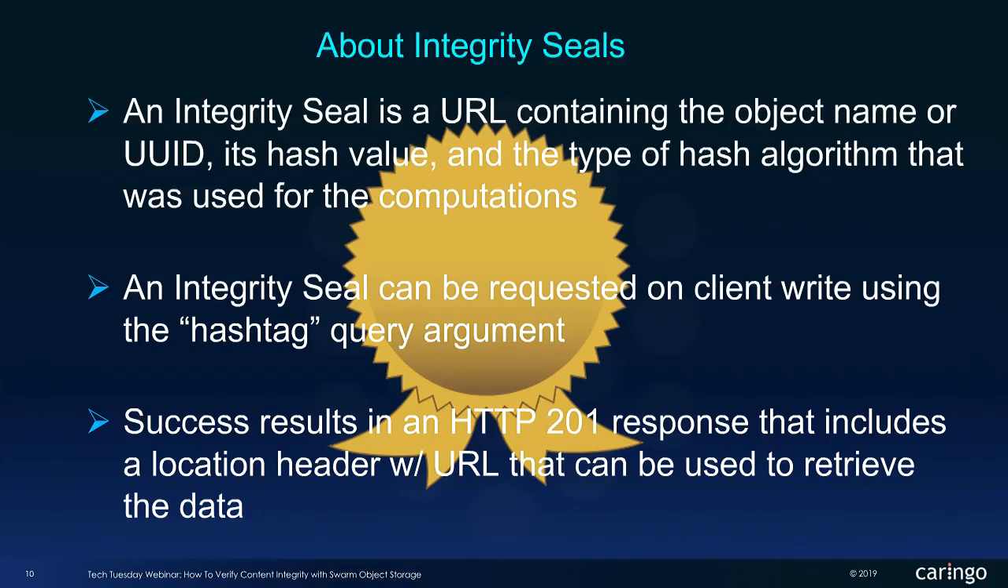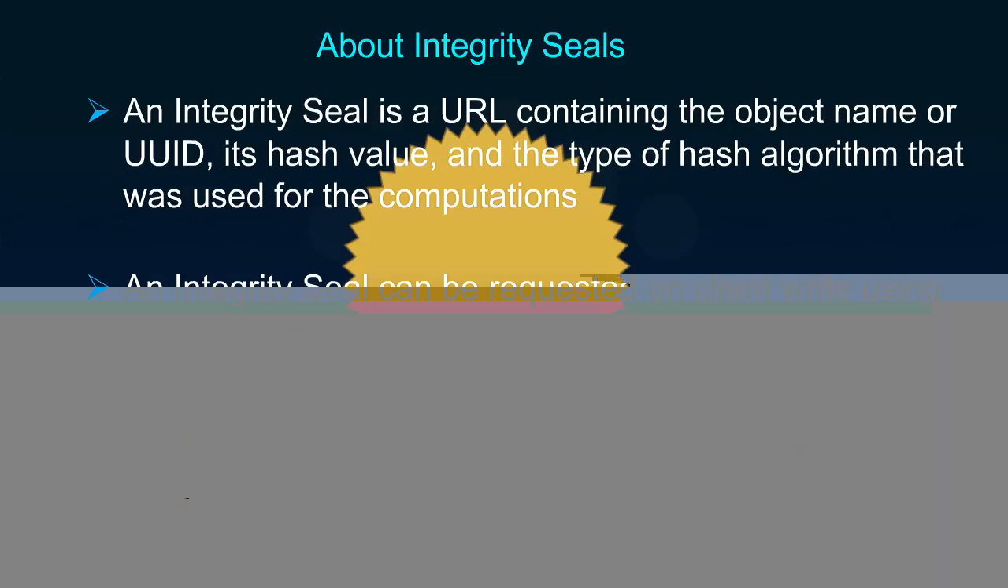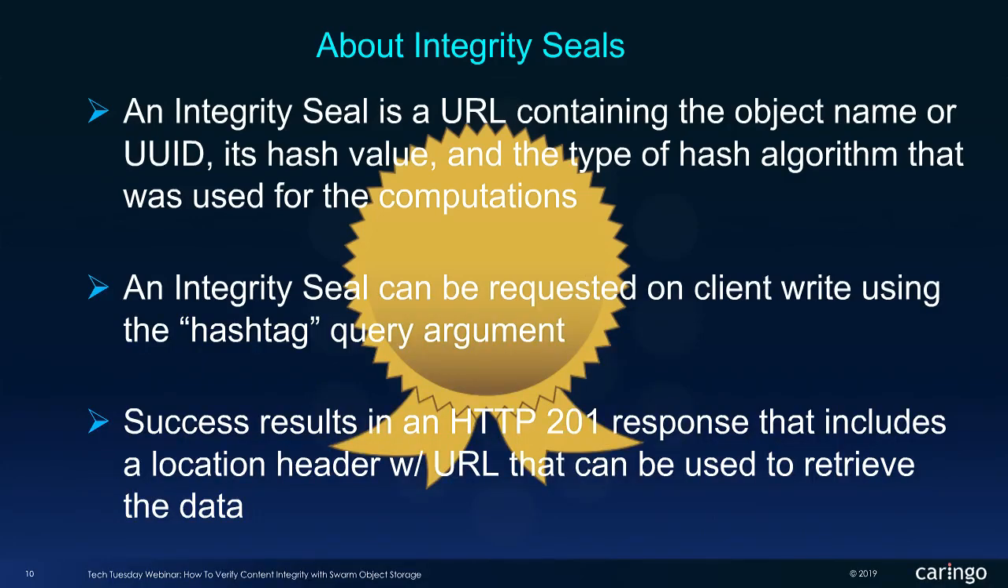An integrity seal is a URL that contains the object name or UUID and the type of hash algorithm that was used for the computation. So in this case, you're not constrained to just MD5, and we'll go over that in a little bit. You can use other hashes as well. We'll show you which hashes we support.